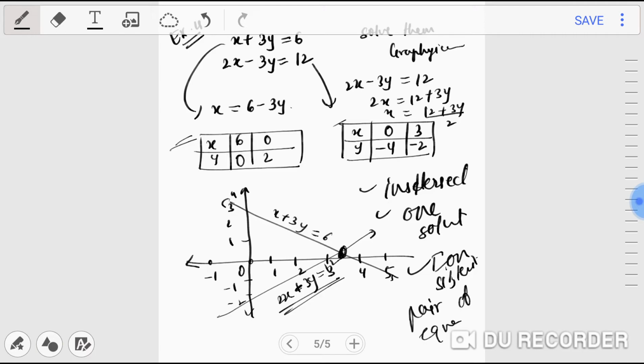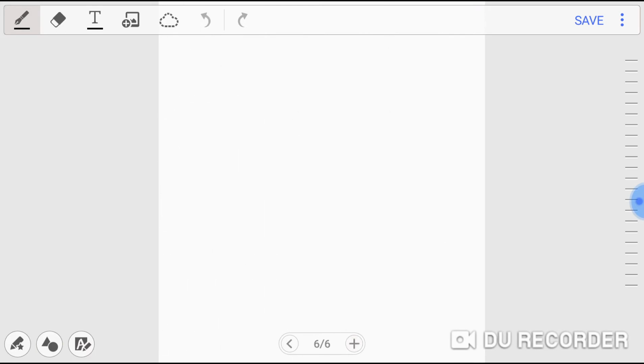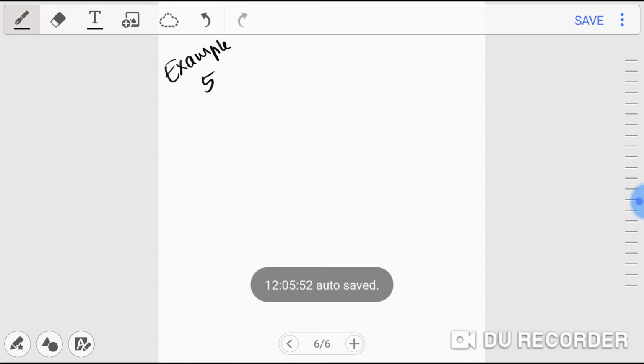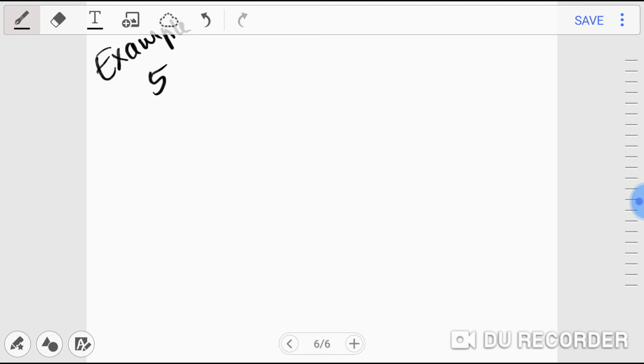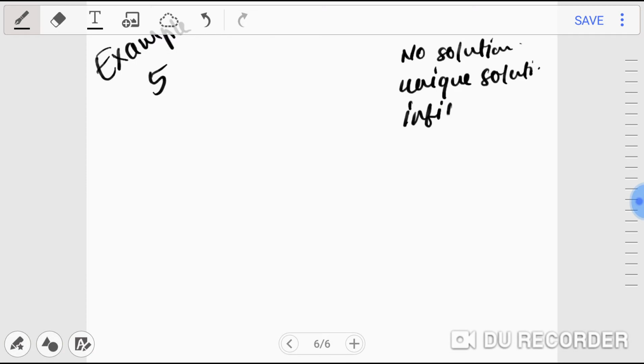Okay, next we have example number 5, which says graphically find whether the following pair of equations has no solution, unique solution or many solutions. No solution मतलब parallel lines होंगी. यूनिक सॉल्यूशन मतलब इंटरसेक्टिंग लाइंस होंगी. यूनिक मतलब एक सॉल्यूशन है तो इंटरसेक्टिंग लाइंस होंगी. एंड देन यू हैव इन्फिनाइटली मैनी, दैट मीन्स कोइंसिडेंट लाइंस होंगी.